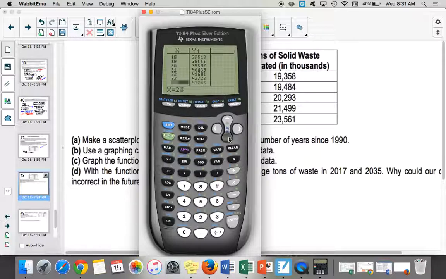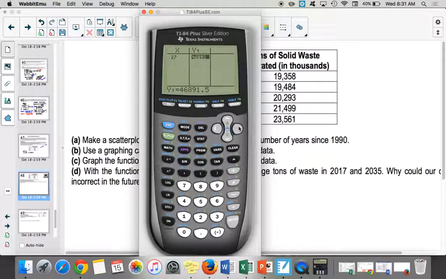I go down to 27. But if you just want to be able to put in whatever number, do you guys remember how we did that before? You can do second table set, and you can make it so your independent is ask. I think yours probably already say ask, because we've done that once before. Mine resets every single time I turn this calculator on. So I can just put in 27, and this would be the number of tons of waste.